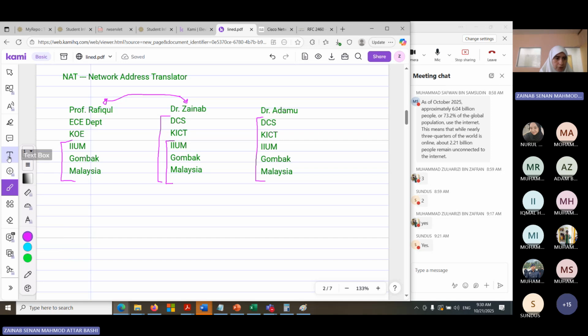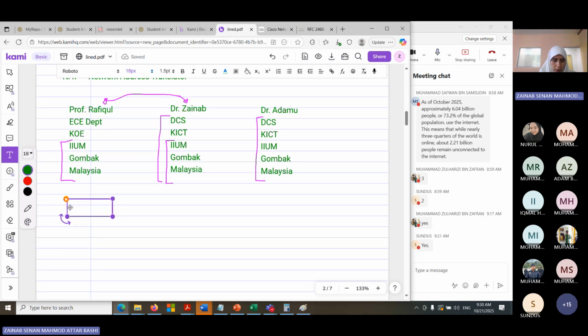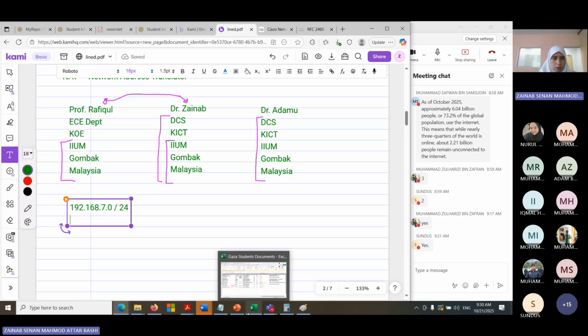That's why in the IP address, let's say we have 192.168.7.0, we will have something called a subnet mask. The subnet mask here could be 24. What does that mean? It means those IP addresses sharing the same 24 bits at the beginning belong to the same network. They are not from outside. So now if I take this one and change it to binary, 192, what will it be?